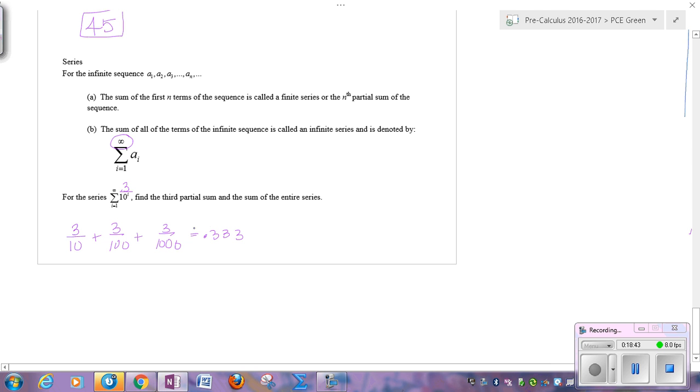0.333. Now, if I wanted the entire series, what's going to happen is I'm just going to continue to add 3's on here, and it's going to look like 0.3 repeating. So if I wanted to find the sum of the entire series, it would just be 1/3. Or it would be approaching 1/3.